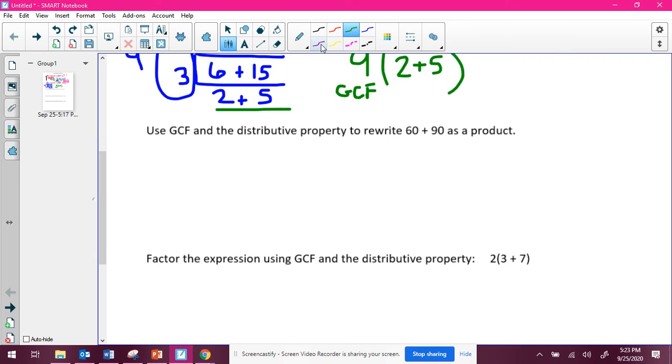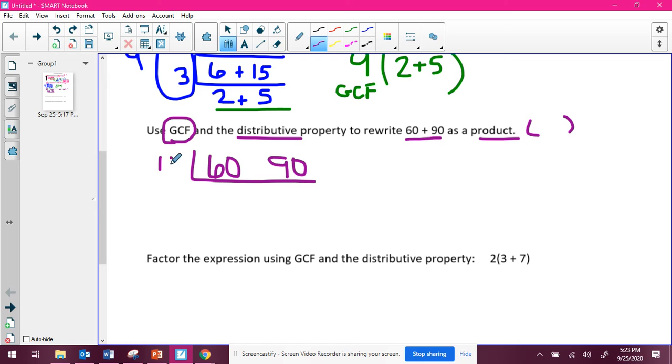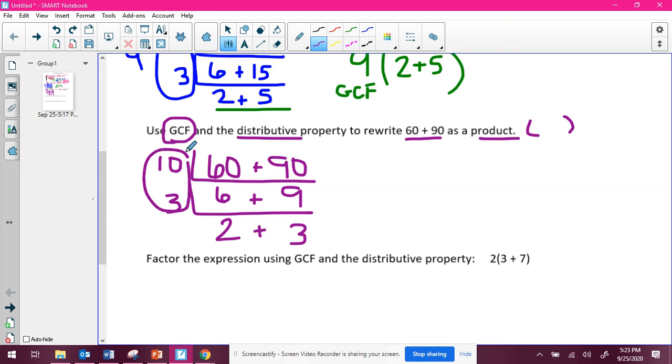Next, we're going to use GCF and the distributive property to rewrite 60 plus 90 as a product using parentheses. So 60 and 90. I know 10 can go into these. So I'm going to divide both by 10. I end up with 6 and 9. These numbers can be divided by 3. I end up with 2 and 3. I need to put my plus sign in. My GCF is 30.